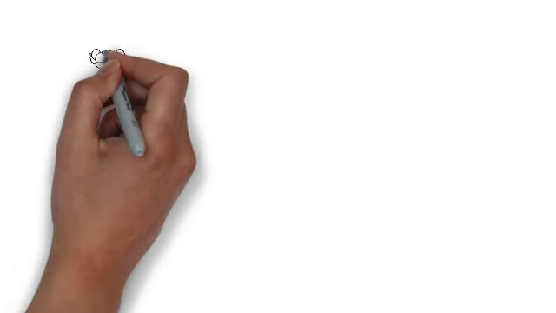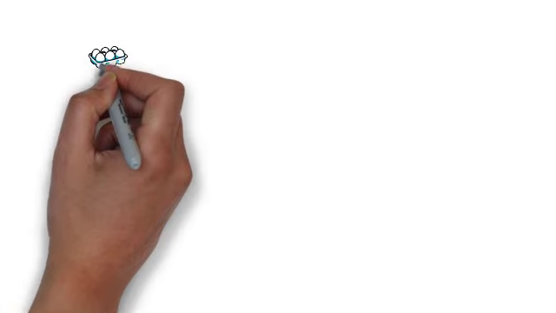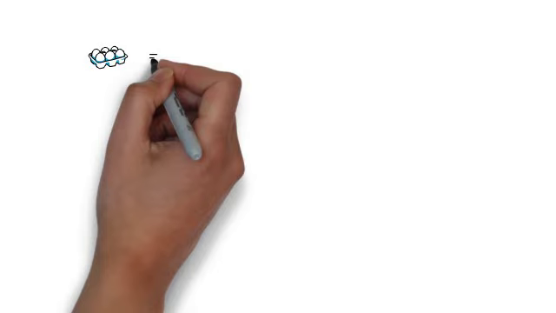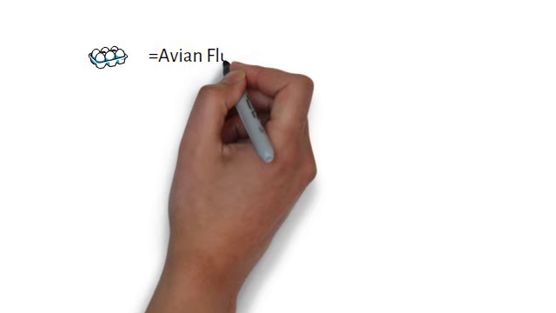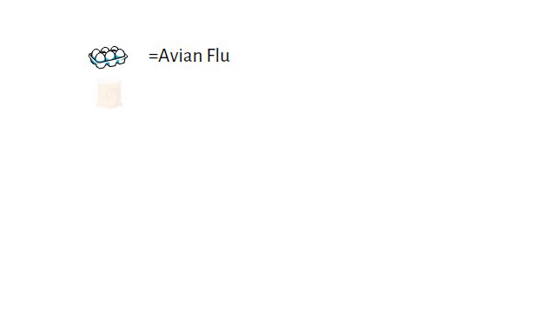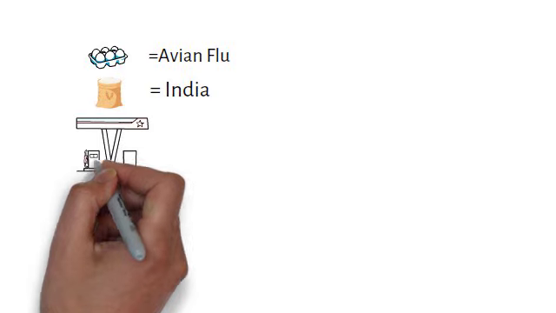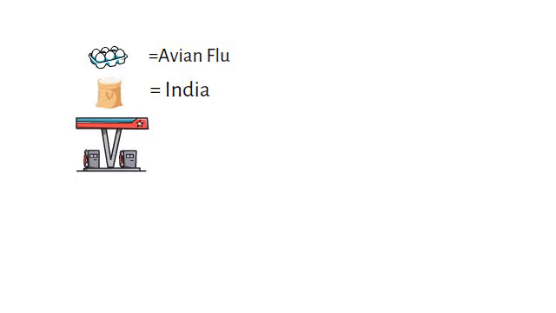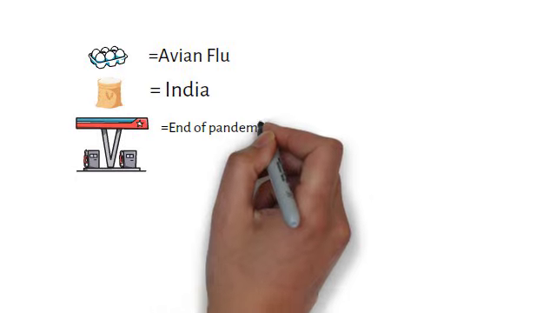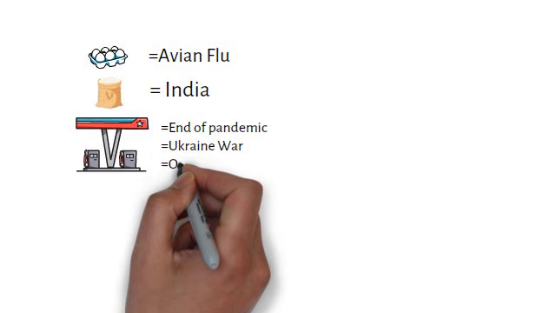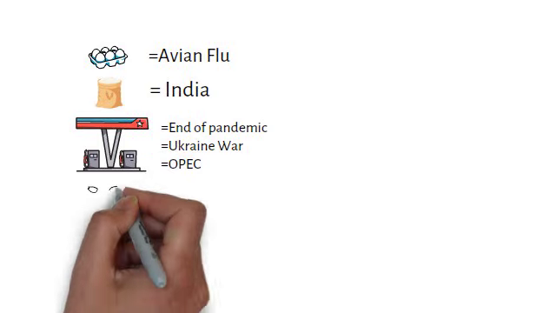Several things caused inflation. For example, the price of eggs went up because half the egg-laying hens died of avian flu. The price of rice went up because India, which used to export 40% of the world's rice supply, started limiting how much rice it exports. The price of gas went up for multiple reasons, including a reduction in supply due to the end of the pandemic, the Russian invasion of Ukraine, and OPEC inflating prices.